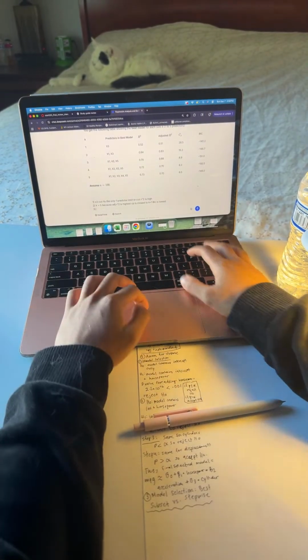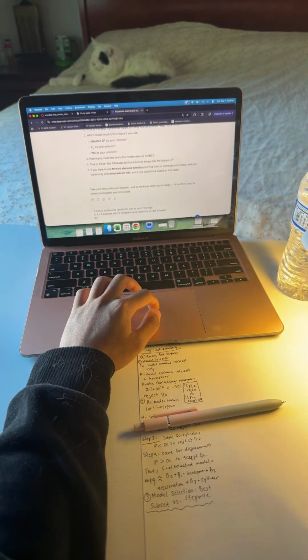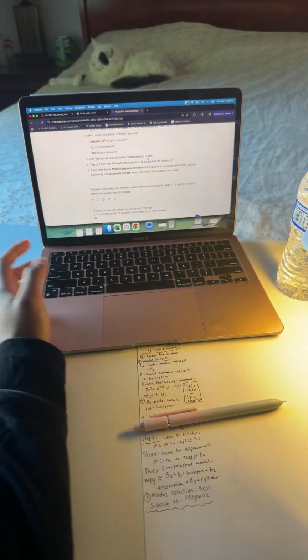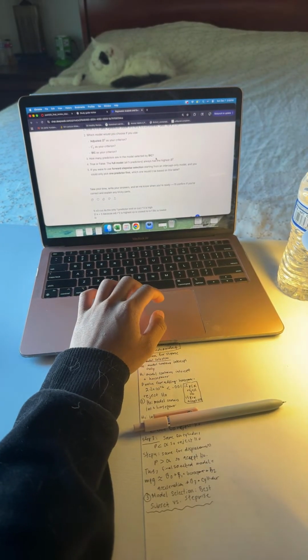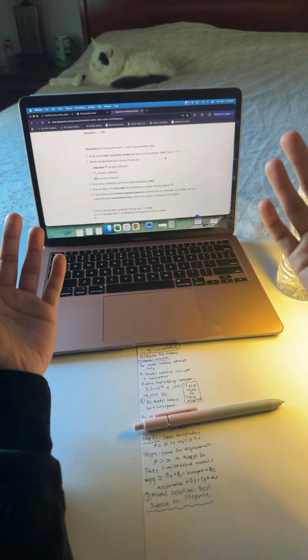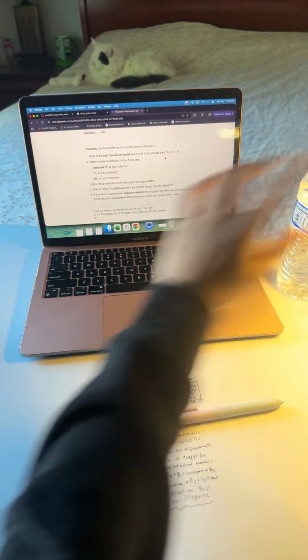Okay, and then number 3. How many predictors are in the model selected by BIC? What? You didn't ask this before. See, this is why I'm anxious for my exam, because what if they ask something that I didn't study for? How do you even study for something like this?